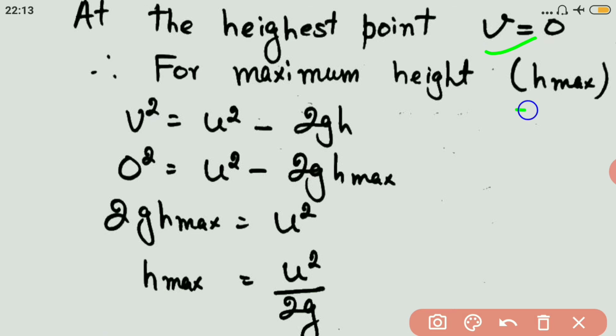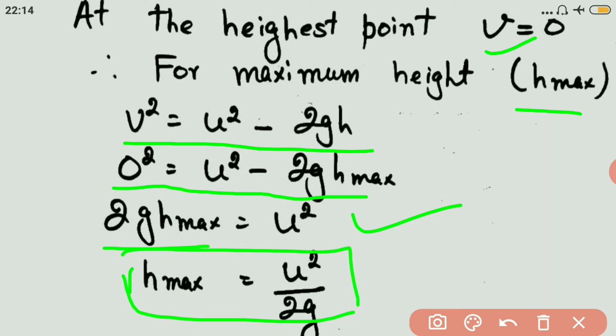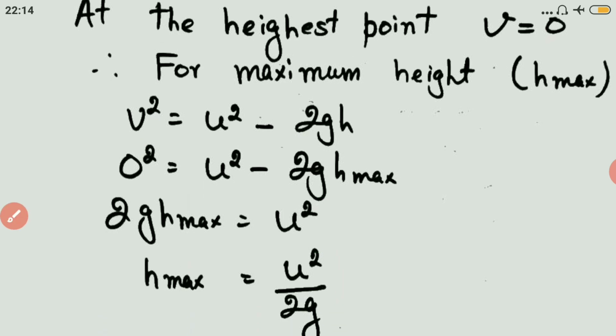Therefore, for the maximum height, that is h max, I can use this equation of motion, which is v square equals u square minus 2gh. So replacing the values, we shall get 0 square equals u square minus 2gh max. So 2gh max will give me u square after further solving. So my final expression will be h max equals u square upon 2g after the cross multiplication. This is the expression for the highest height a body can attain when thrown with a certain velocity u. So this proves that if you throw an object with a high initial velocity, the object will tend to reach a higher height, which might be your common experience also.